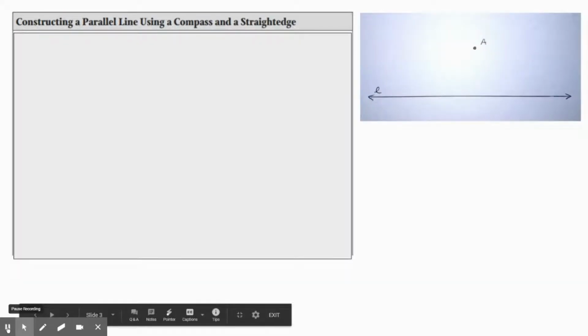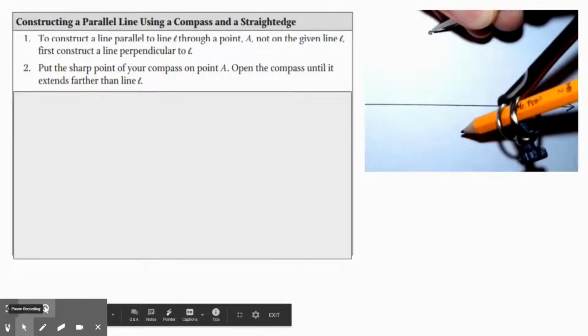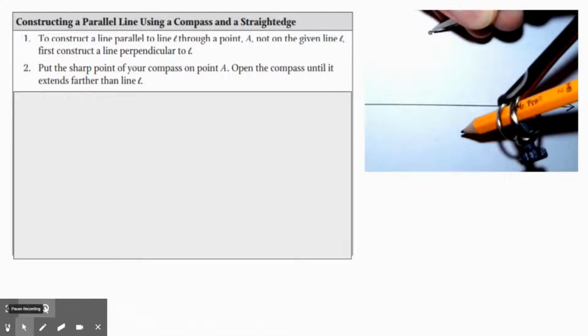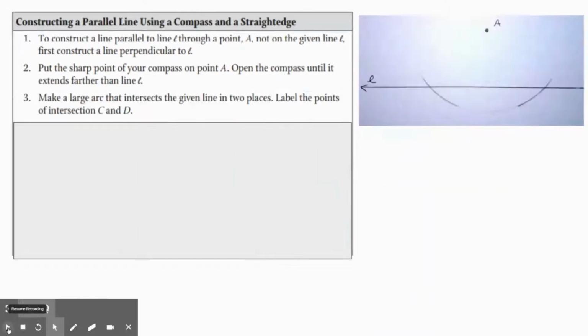So here we have a picture of line L, and then you have point A that is not on the line. We're going to create a line going through point A that will be parallel to L. First thing you want to do is put the sharp point of your compass on point A, and then we're going to extend the compass so it's going to make two intersections with line L.